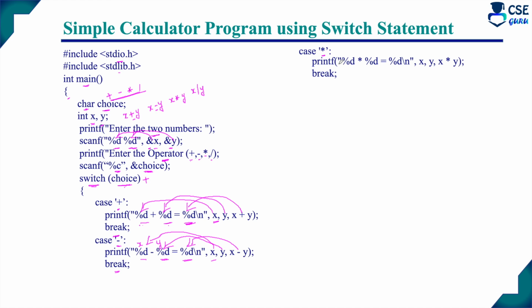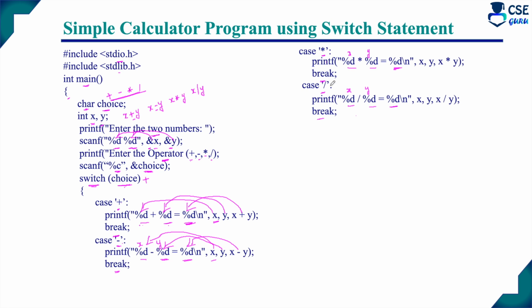If it is multiplication, you will multiply x into y, and the result will be displayed. And then after displaying the result, break. Next is division. If it is the slash operator, you have to perform the division operation. You have to perform x divided by y, display the result on the output screen, and then break. So: addition, subtraction, multiplication, and division.